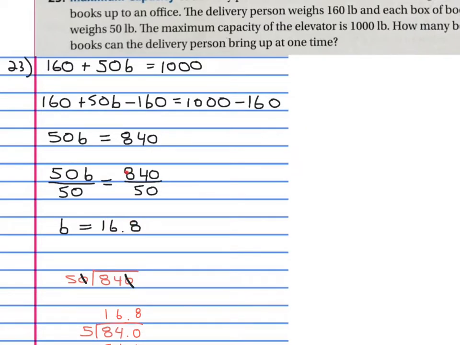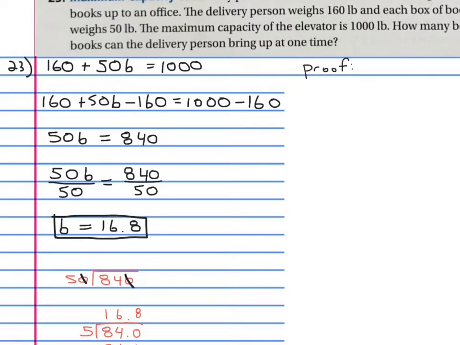Right here. Okay, I divided this and I got this. Now let's box that answer. Okay, and now we're going to do our proof for this. So the proof says, let's start with the original equation.